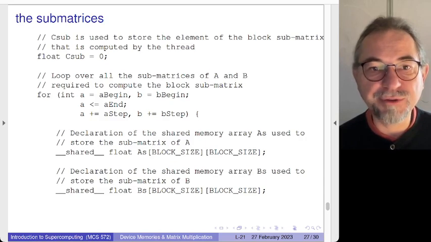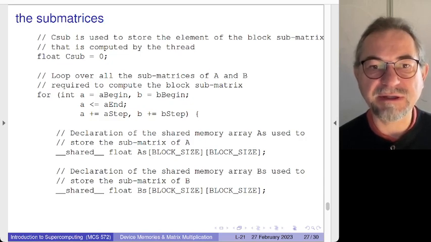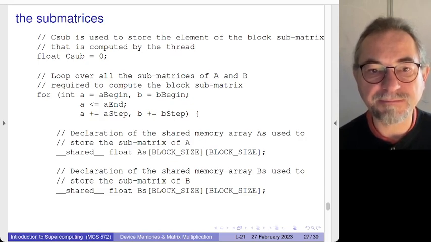Every thread computes many inner products. So the inner products are accumulated in the register. So there is the C, big C sub, that is the local variable, the name of the local variable that will be stored inside a register. Okay, then we have the loop.